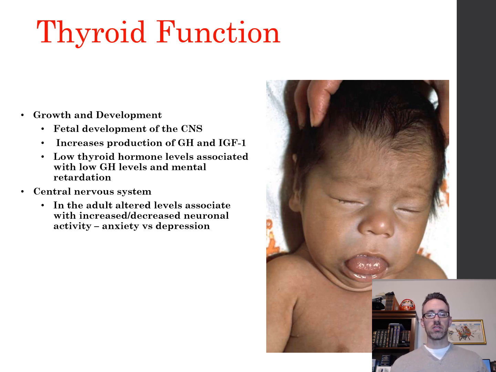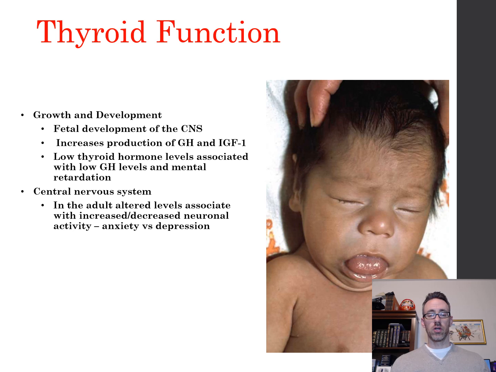If you have low thyroid hormone levels associated with low growth hormone levels, you can also have mental retardation. If it's occurring during fetal development, there's low thyroid hormone, and the central nervous system doesn't develop normally. What can end up happening is you can end up with mental retardation and stunted growth, usually very small. Some of the features you can see over here are called cretinism. When the fetus has been hypothyroid, they don't get normal development of the central nervous system, and you can see some of these other features too, like an enlarged tongue, small stature, and so on.